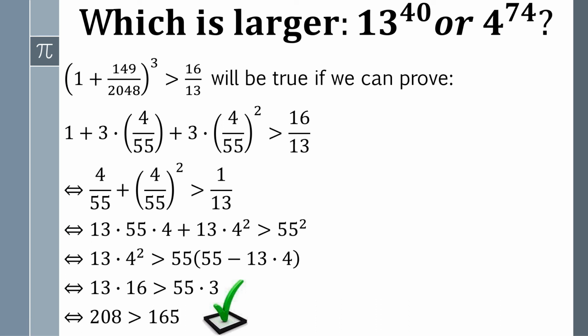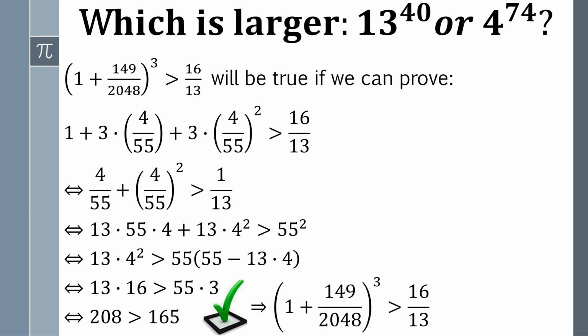And from here, we have proved that 1 plus 149 over 2048 cubed is larger than 16 over 13, which further proves that 13 to the 40th power is larger than 4 to the 74th power. And this problem gets resolved.